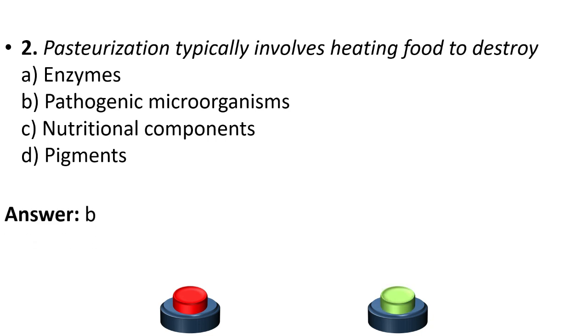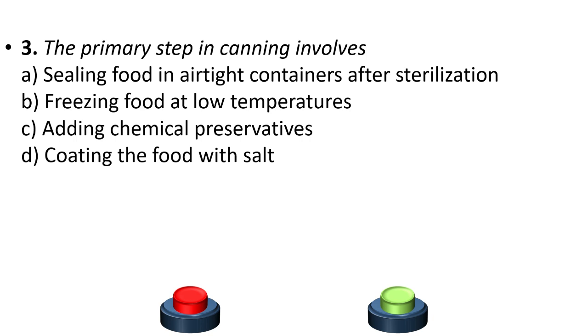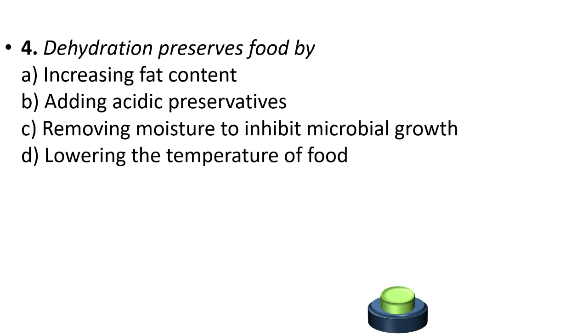Pathogenic microorganisms. Third question. The primary step in canning involves sealing food in airtight containers after sterilization, freezing food at low temperatures, adding chemical preservatives, coating the food with salt. Your answer is option A. Sealing food in airtight containers after sterilization. Fourth question. Dehydration preserves food by increasing fat content, adding acidic preservatives, removing moisture to inhibit microbial growth, lowering the temperature of food. Your answer is C. Removing moisture to inhibit microbial growth.